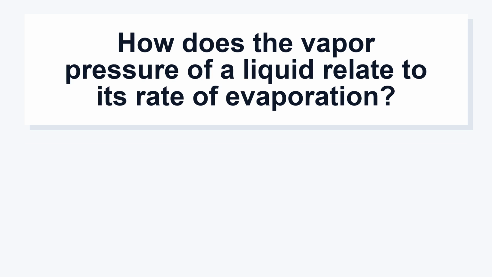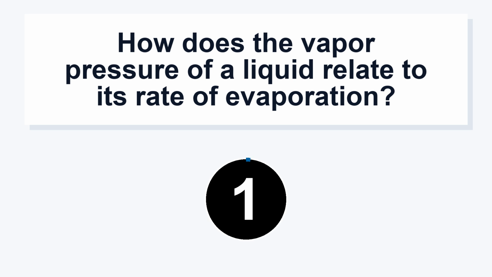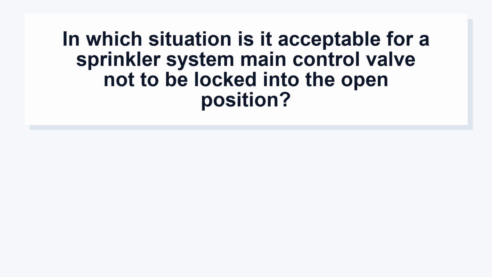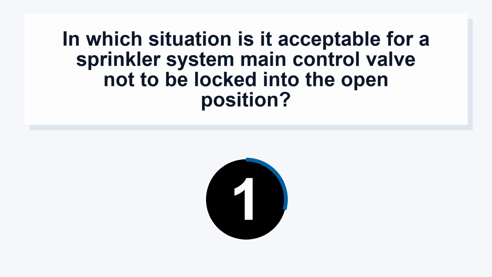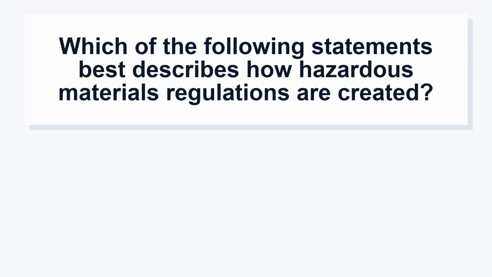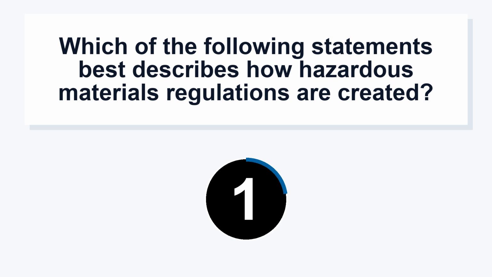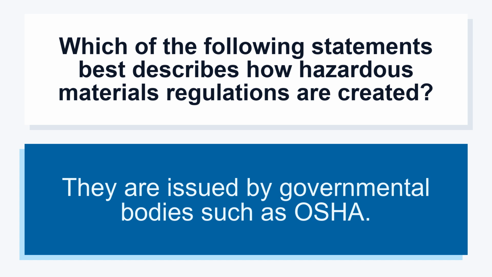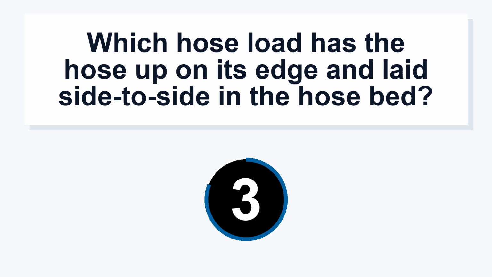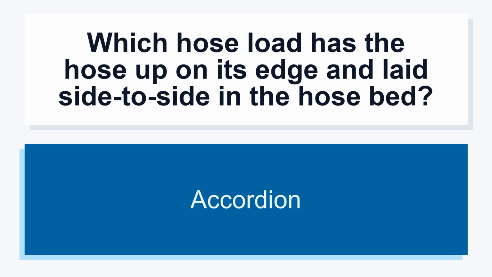How does the vapor pressure of a liquid relate to its rate of evaporation? The greater the vapor pressure, the faster a liquid will evaporate. In which situation is it acceptable for a sprinkler system main control valve not to be locked into the open position? A supervisory switch is installed. Which of the following statements best describes how hazardous materials regulations are created? They are issued by governmental bodies such as OSHA. Which hose load has the hose up on its edge and laid side to side in the hose bed? Accordion.